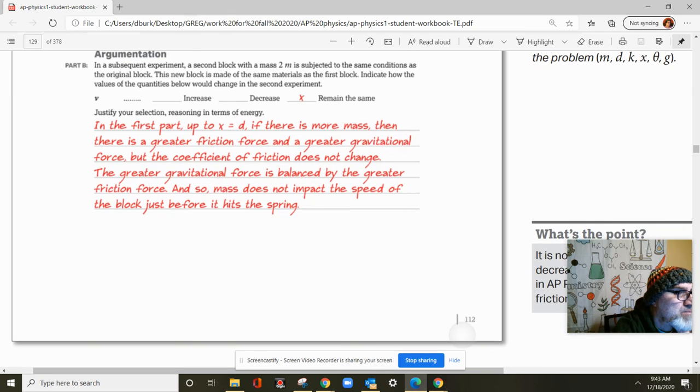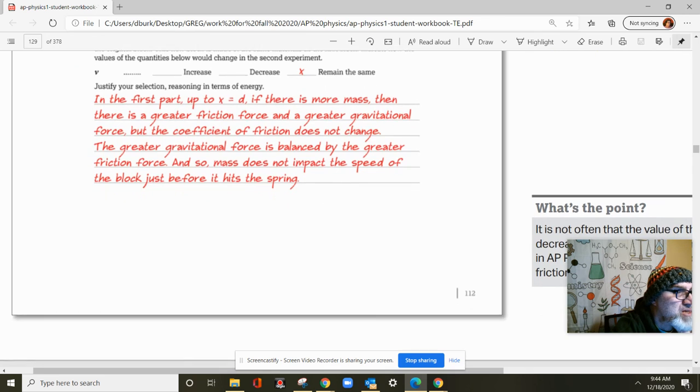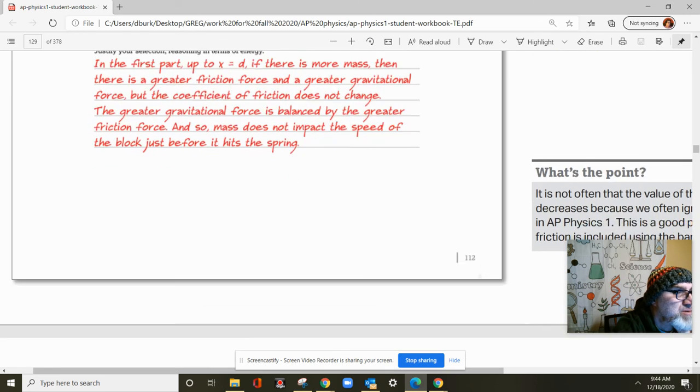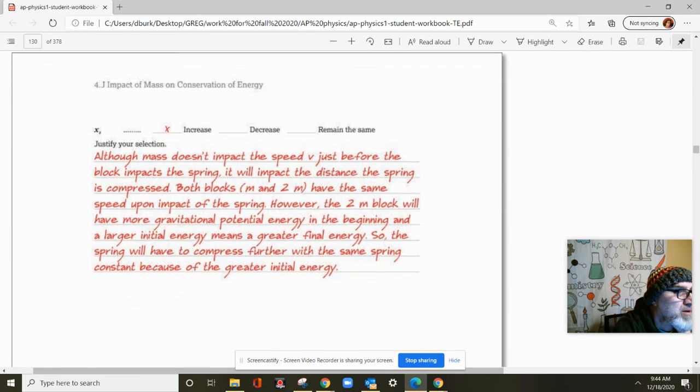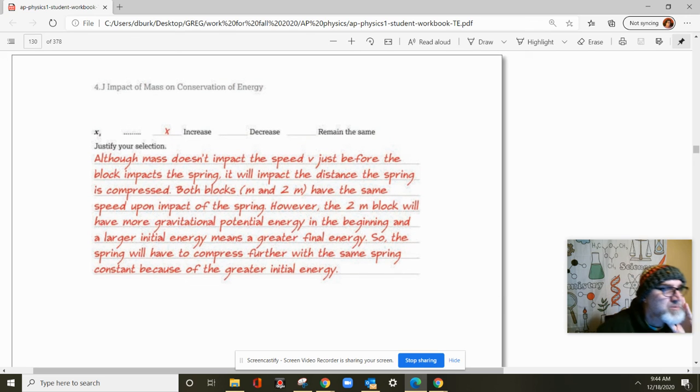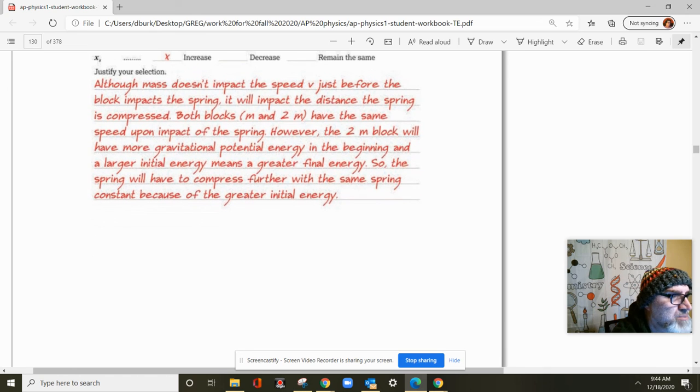Well, it does say the coefficient of friction does not change. So anyways, what's happening here is the spring distance will increase because they have the same speed upon arrival. The 2m block will have more gravitational potential energy at the beginning. So it's going to give the spring more spring energy, which means the spring has to compress more.